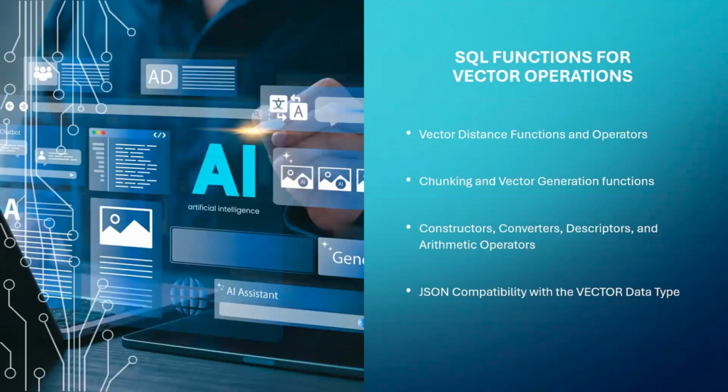As I told you, there are a lot of SQL functions. One is the vector distance we already saw. You can calculate the vector distance to compare the vectors. And then there are chunking and vector generation functions that you can use. If you have complex data, you can split it into chunks so that you can precisely calculate your vectors. There are constructors, converters, descriptors, and arithmetic operators you can use. And JSON compatibility is already built in with the vector data type, so you can use your JSON queries as well.